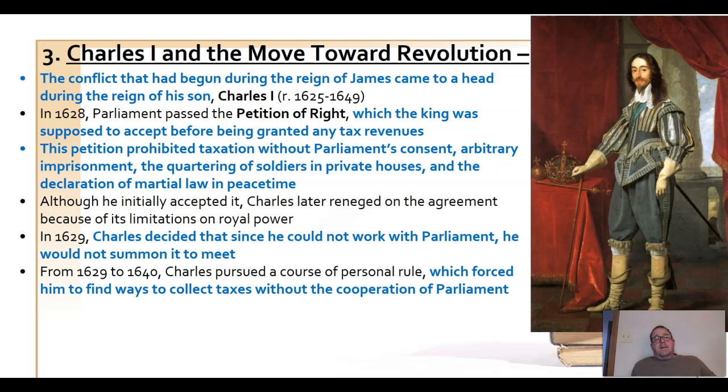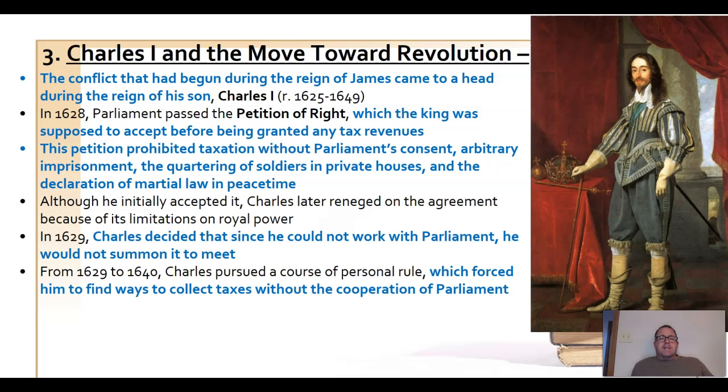Because Parliament wants to make it very clear that the king is subject to the authority, or at least the oversight and approval of Parliament, they pass what is known as the Petition of Right, and they stipulate that the king would have to accept that before they would be willing to give him any tax revenues. And so that is something that, at least initially, he's willing to go along with, but over time, he realizes that he doesn't want to.